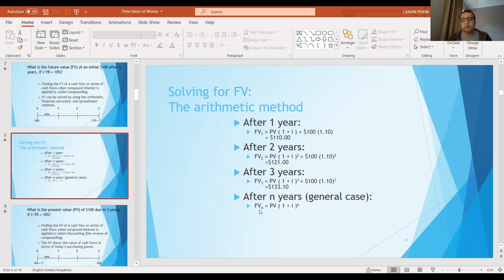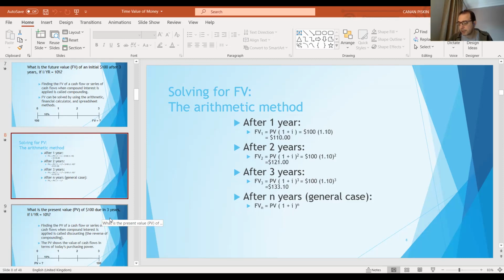In general, the future value is equal to present value times 1 plus interest rate to the power n. So how many years do we have? Right, let me write and show you. Your future value is equal to present value times 1 plus interest rate to the power n. So this is the general formula for calculating the future value of a single cash flow.